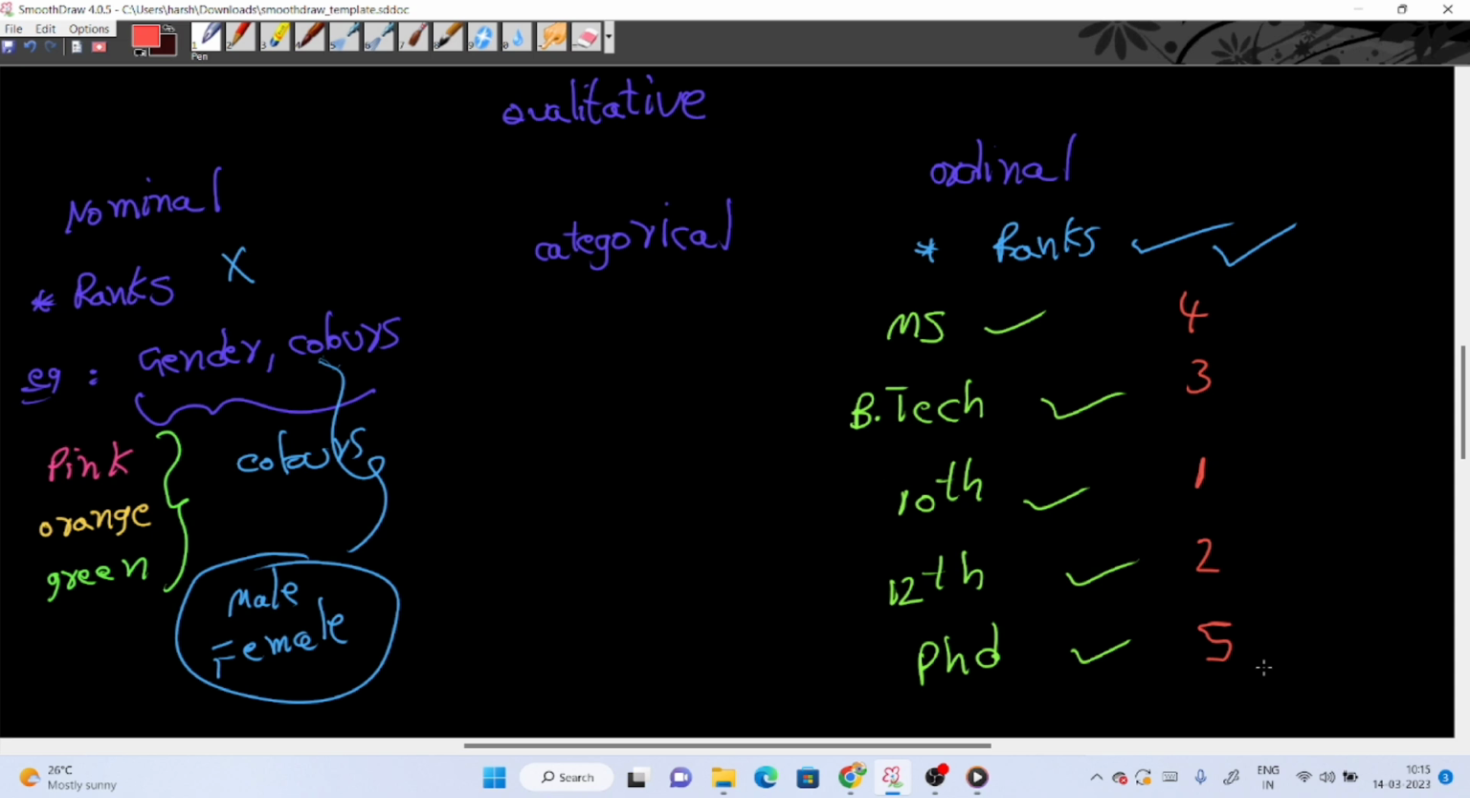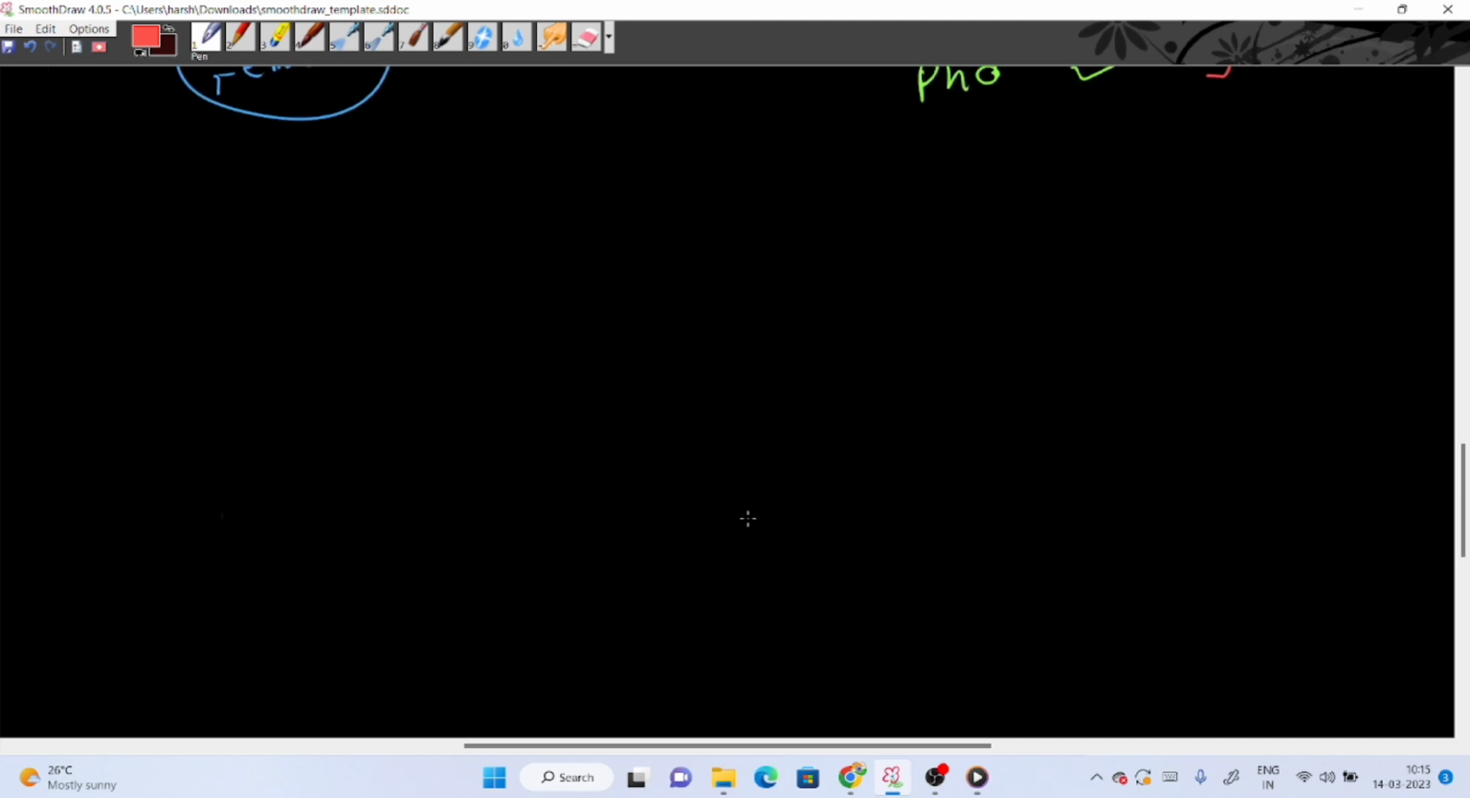So this is the only thing about types of data. In that we have discovered quantitative data, and this is the qualitative data, in which nominal and ordinal are parts. So now let us see about levels of measurements of data.